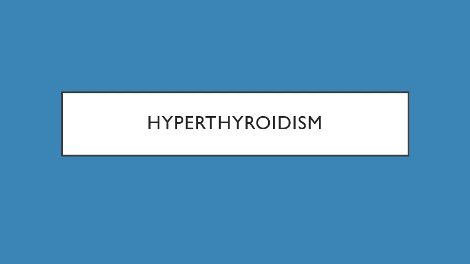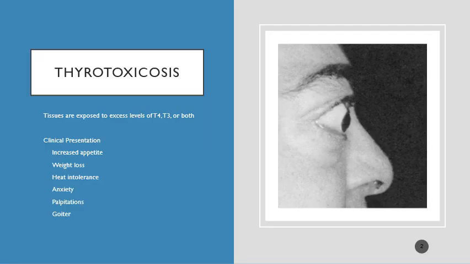The next presentation in the mini-series will focus on hyperthyroidism. Thyrotoxicosis is essentially the condition of having too much thyroid hormone in the body, or hyperthyroidism. This results in tissues being exposed to excess levels of T4, T3, or both hormones.